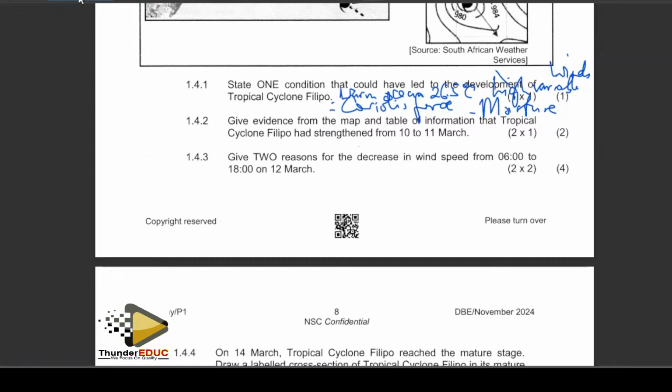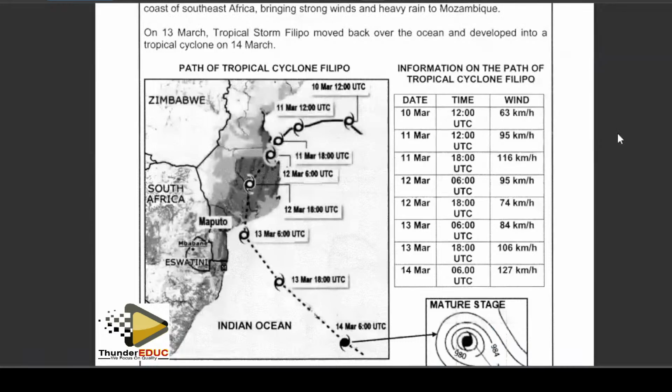Give evidence from the map and table of information that the tropical cyclone had strengthened from 10 to 11 March. Right, let's go to the infographic. From the 10th and 11th of March, it shows that the tropical cyclone had strengthened. Right, let's check from the map here. The 10th of March, it's here at 12 o'clock. And the 11th of March is here until 6 o'clock, 1800 hours. So in this period here, we are saying the tropical cyclone strengthened.